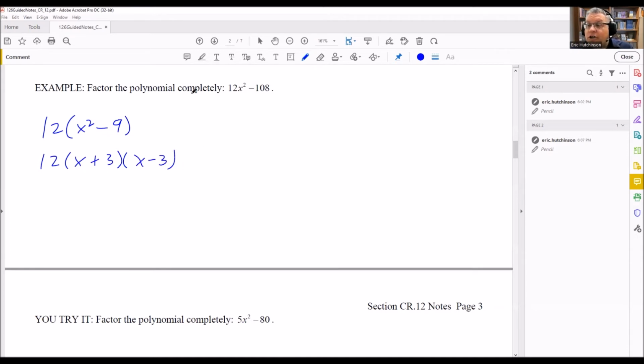The word completely here, that's usually a hint that you might have to do factoring more than once. Not always, but a lot of times that requires you to do factoring as much as possible. So we say it's complete when there's no more factoring that you can do here. So that would be the complete answer, 12 times x plus 3, x minus 3.